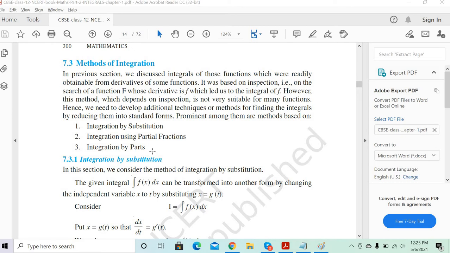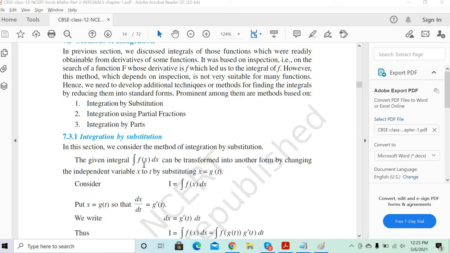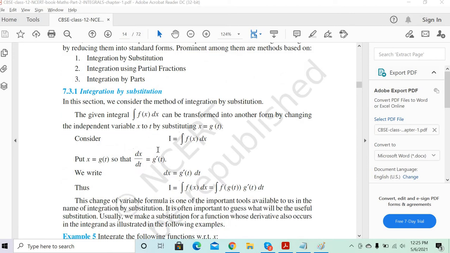Because once we get it in that form, you can directly write the answer, isn't it? The whole challenge is how to bring it into that form. Clear? Understood this part? Yes, sir. Excellent. Now let's go to the first thing. This is integration by substitution now.